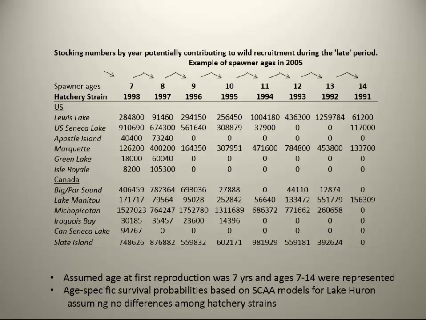Then we were using statistical catch-at-age estimates, and here this is just very simplified. We were not assuming differences across different strains, but we were interested in these transition probabilities of what is the probability of a fish that lives to age 7, and what are the transition probabilities of fish living to reproduce multiple times.